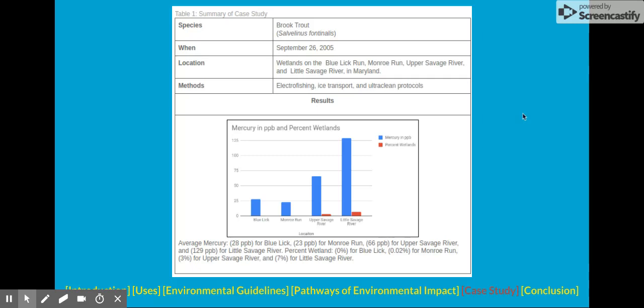At the lab, they were processed using ultra-clean protocols, which seem to be the process of filleting, blending them into a slurry, and then testing for mercury. The results show that brook trout with higher levels of mercury, in blue, have a correlation with the locations that have higher percentages of wetlands, in red.